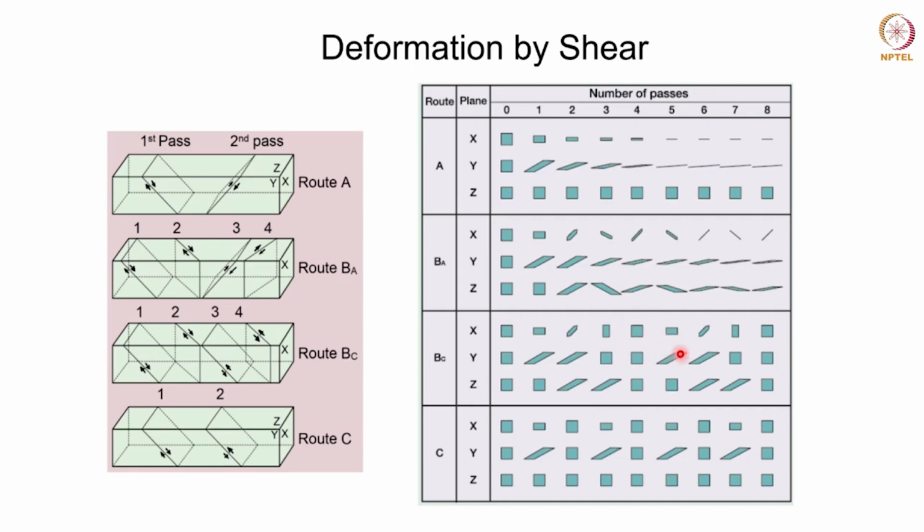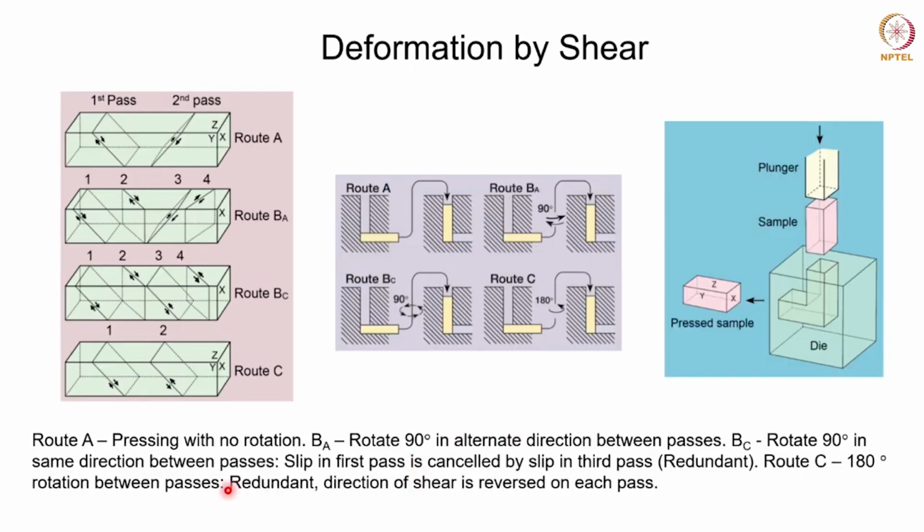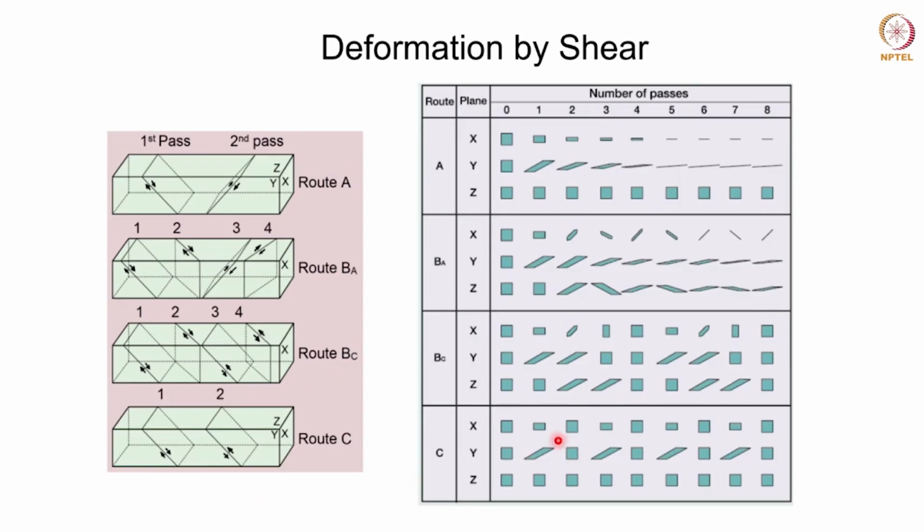And in case of route C, it is 180-degree rotation. So in every second pass, the element will be restored. So that's what I said before also. It's a redundant process. The deformation is redundant because the direction of shear is reversed in each pass, and every second pass, any element inside the material is restored, because here the rotation is by 180 degrees in the same direction.